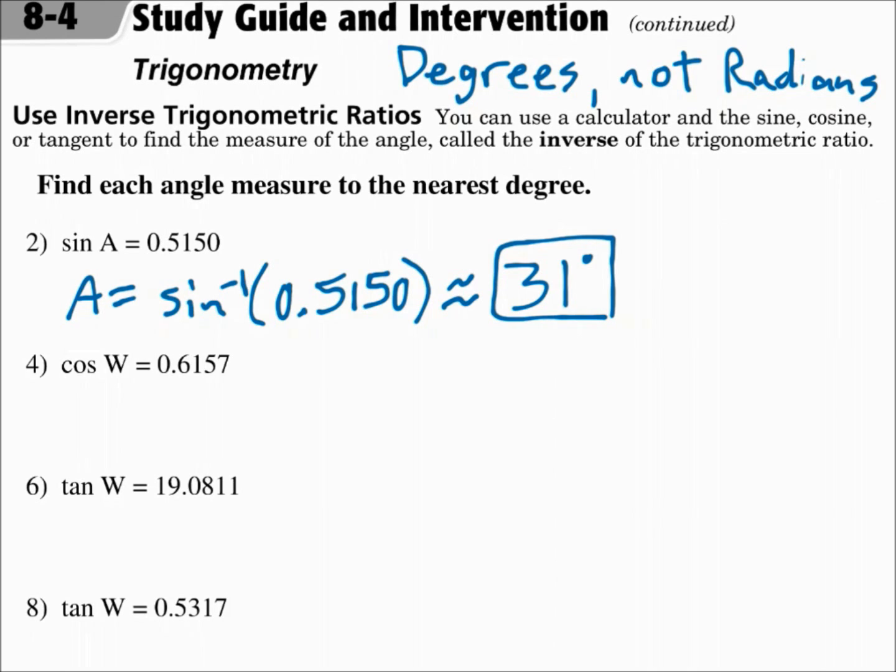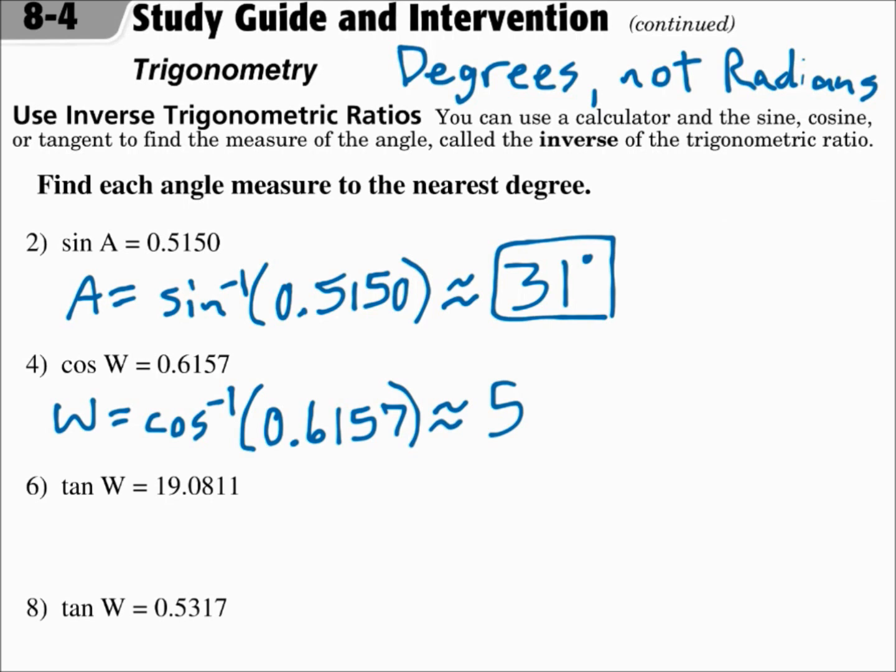Number 4. Cosine W equals 0.6157. I need to do the opposite of cosine, which is arc cosine. So W equals cosine -1. So I hit second and the cosine button of 0.6157. And that's approximately 52 degrees.